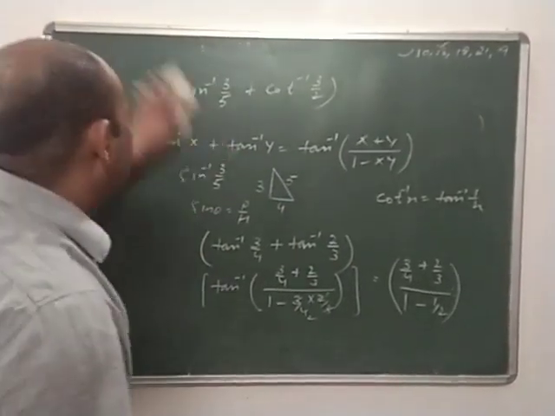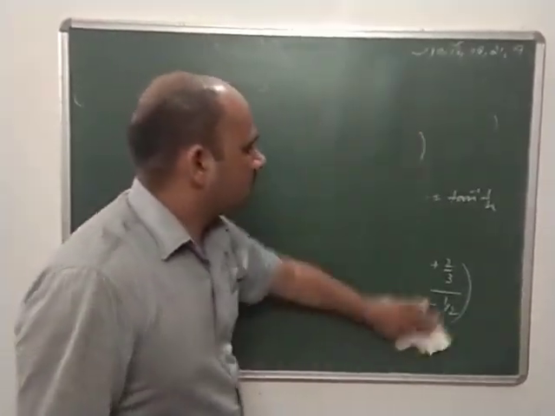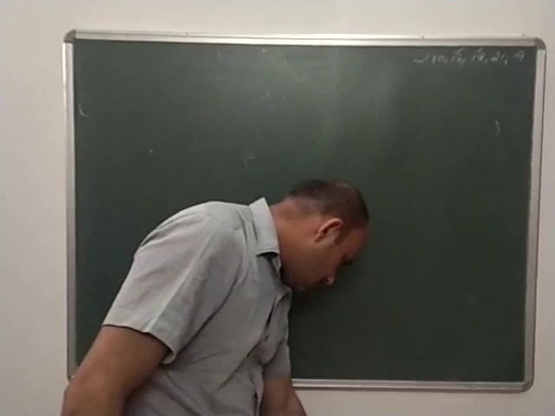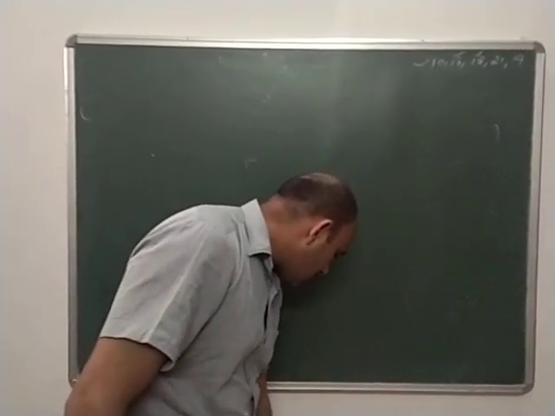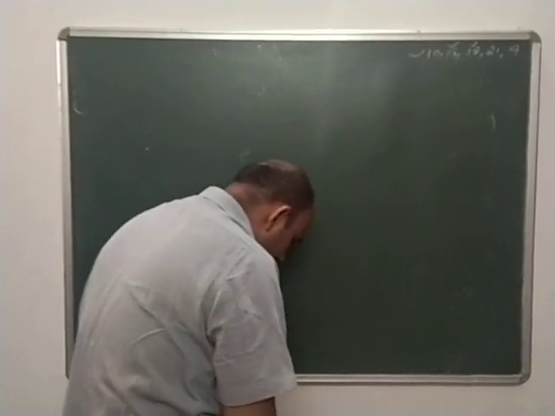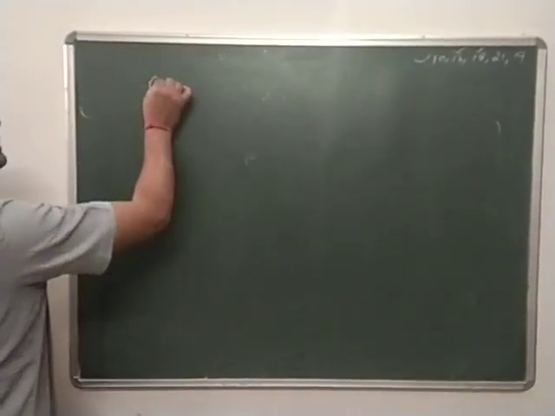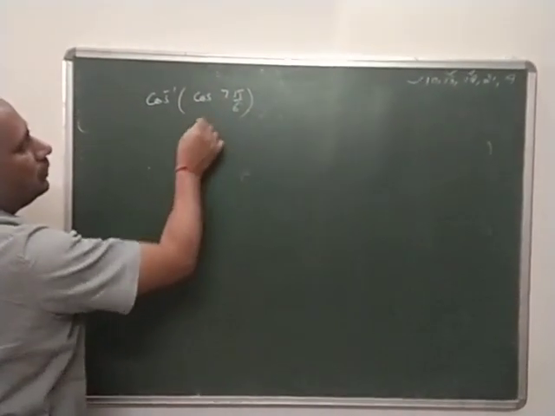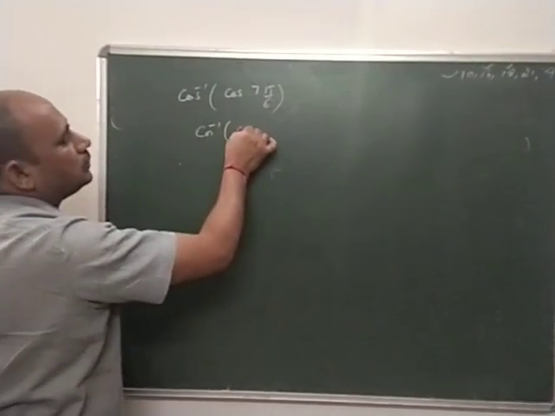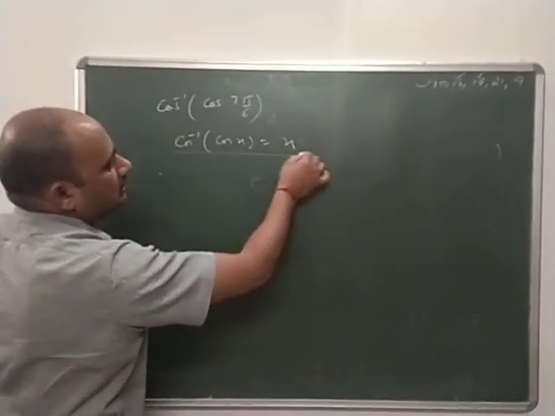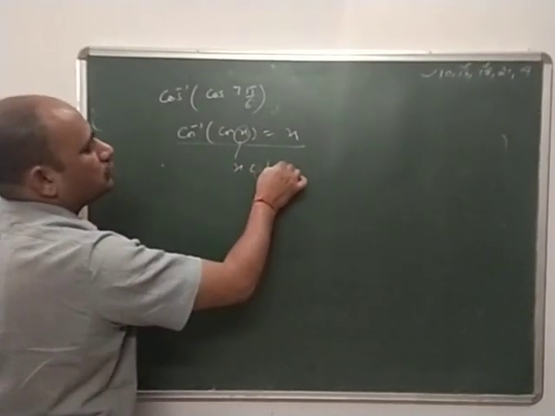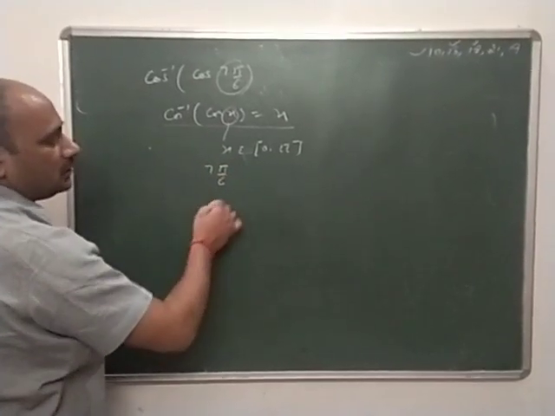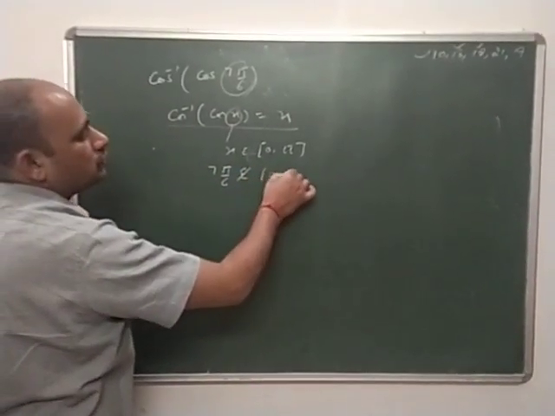Okay, next is 18, we have done. After 18, 19 and 21. Question 19 is cos inverse of cos 7 pi by 6. So you know, cos inverse cos x is equal to x when x belongs to 0 to pi. So here 7 pi by 6 does not belong to 0 to pi.